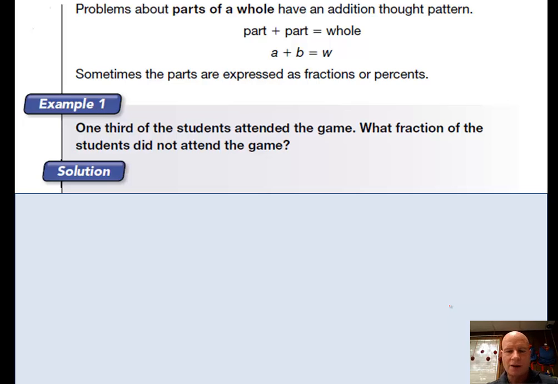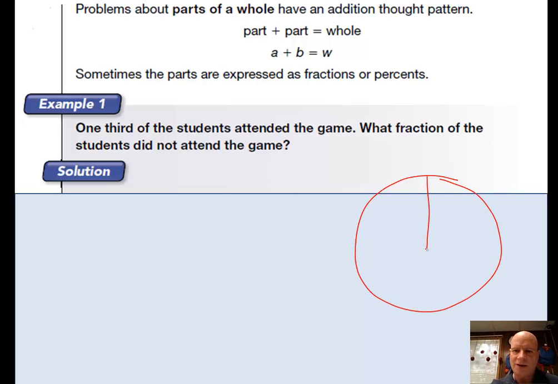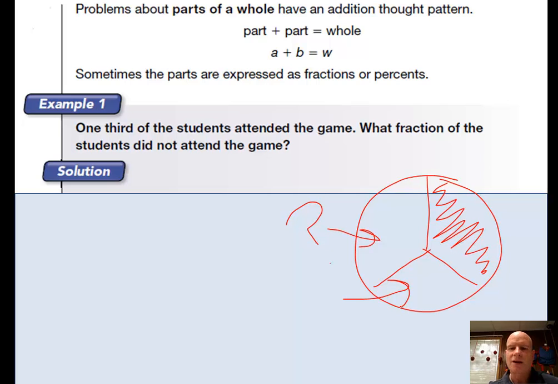For example 1, if 1/3 of the students attend the game, what fraction of the students did not attend the game? I like to take these, and I recommend you do that too, and do it with pictures. You don't have to, but if this represents the game, and we divide this up into thirds, and 1/3 of the students attended the game, how many thirds did not attend the game? See if you can figure that out.